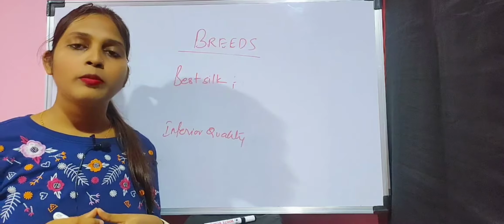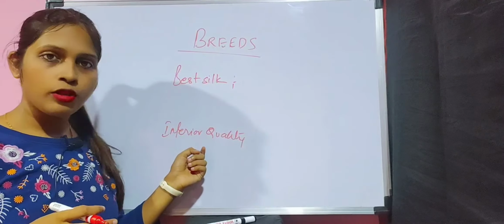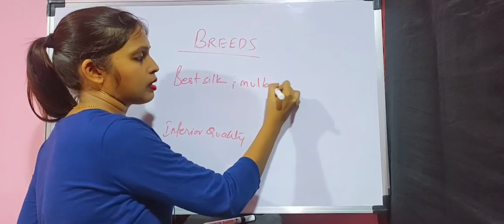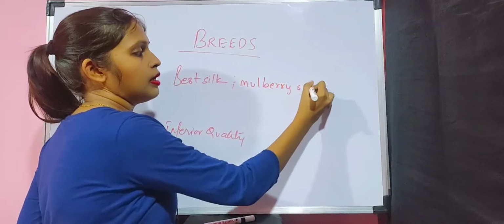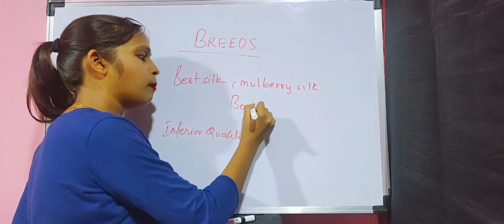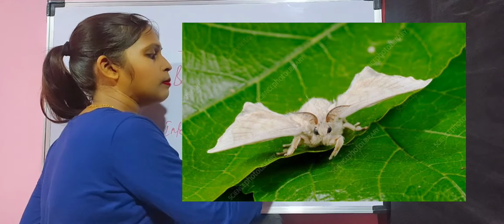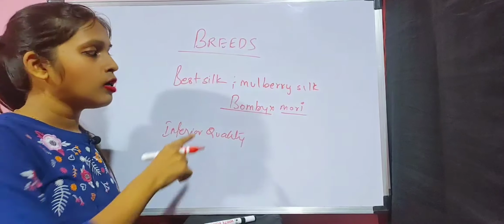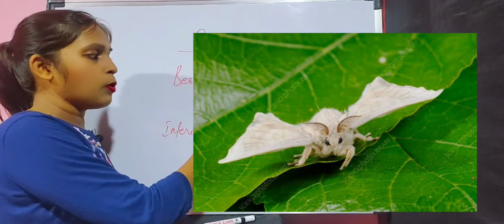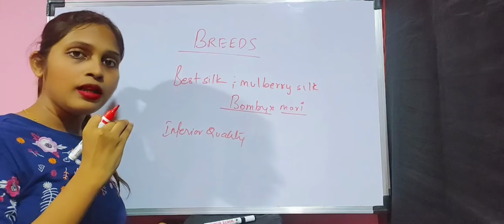Let us talk about the breeds of the silkworm. I am dividing them into two parts, the best silk and the inferior quality. The best silk, which is also called mulberry silk, is obtained from a silkworm called Bombyx mori. This is an MCQ question, you have to remember it. The best silk is obtained from Bombyx mori, and this Bombyx mori feeds on the leaves of the mulberry tree.